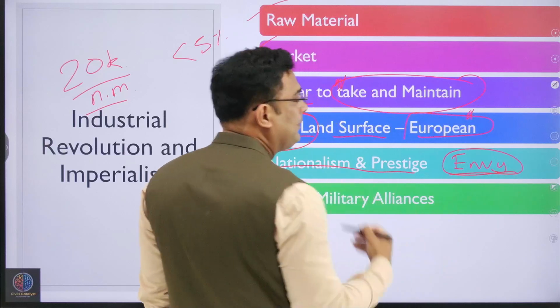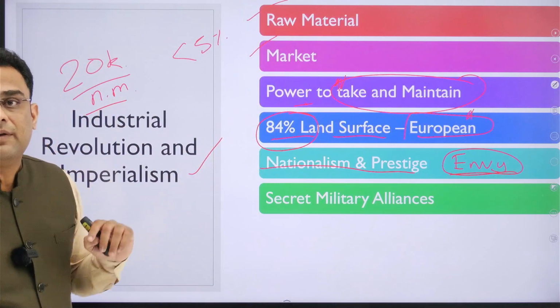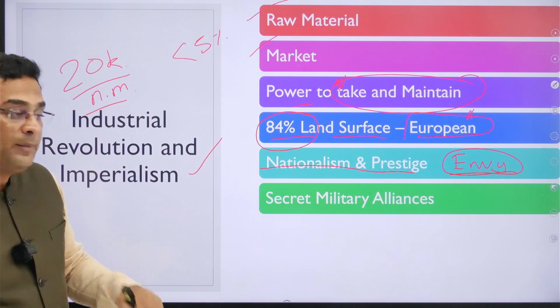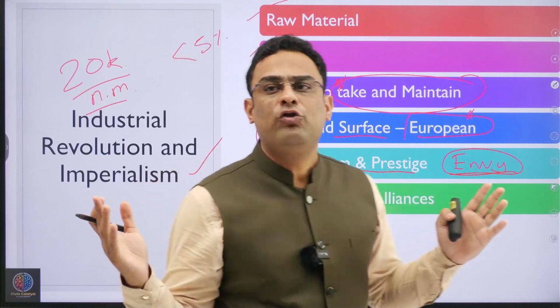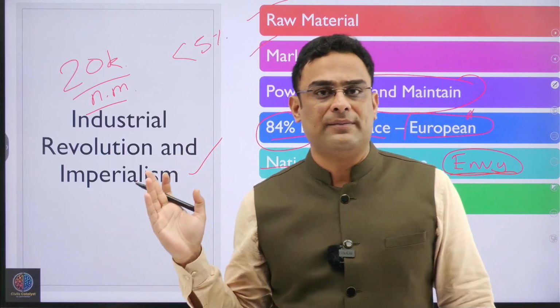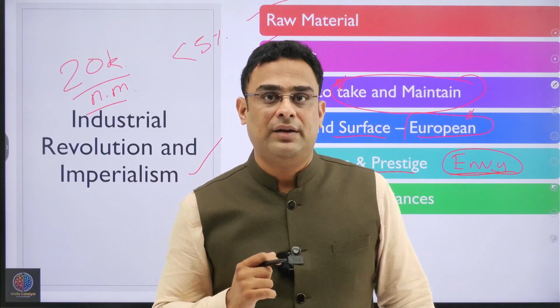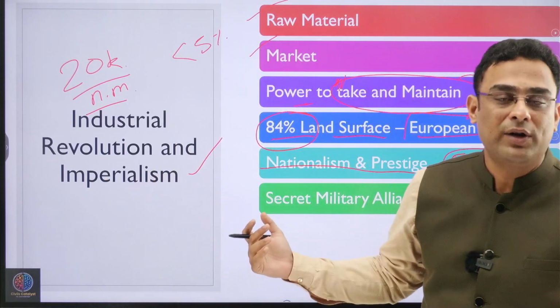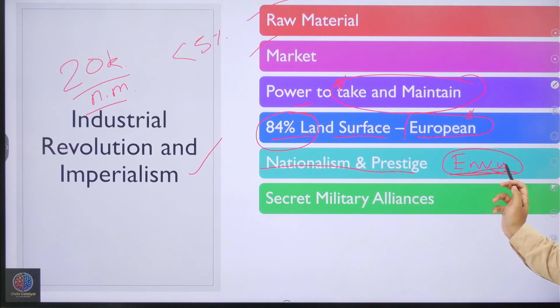amongst the Europeans themselves. Germany did not want to be second fiddle. Germany felt that we are more intelligent, we are brave, we are strong. Why should we be less powerful than Britain? Why should even Spain have more territory than us? So Germany also wanted more and more land for itself. This led to competition and envy.